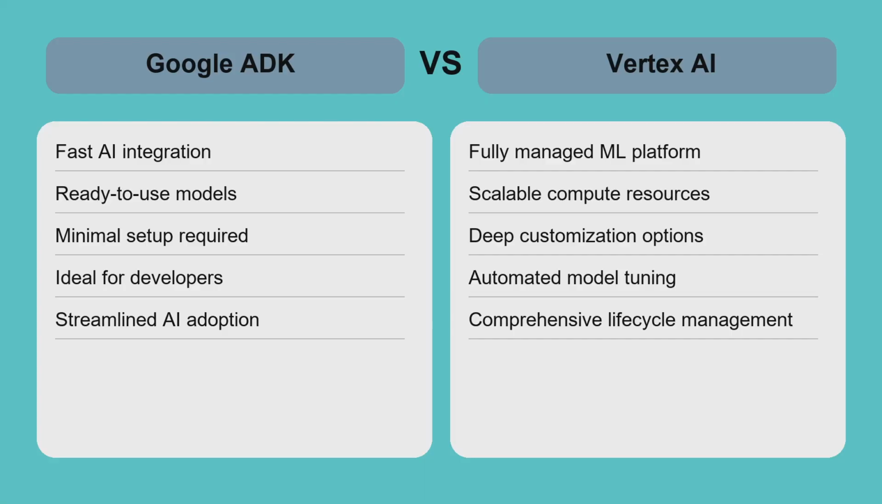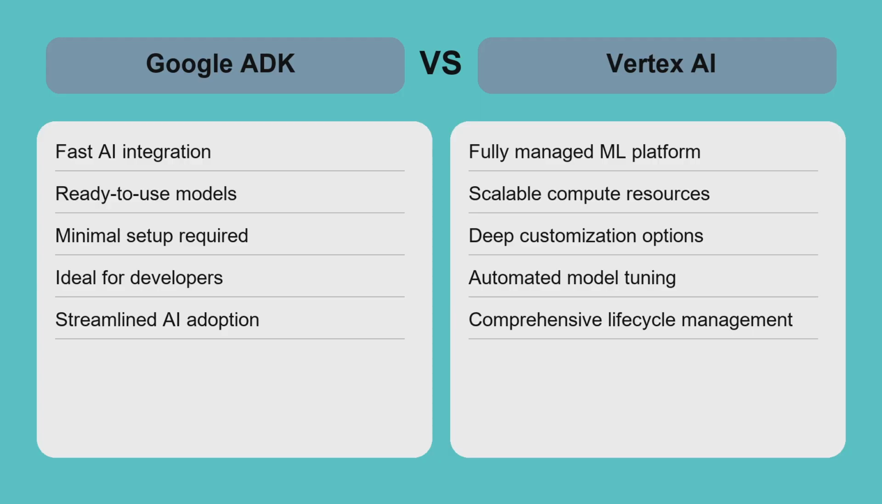Comparing Google ADK and Vertex AI highlights a trade-off between simplicity and control. Google ADK is perfect for fast AI integration with minimal setup, ideal for developers who want to add AI features quickly without deep ML knowledge. Vertex AI, however, excels in managing complex AI projects at scale, providing extensive customization and operational tools for production environments.